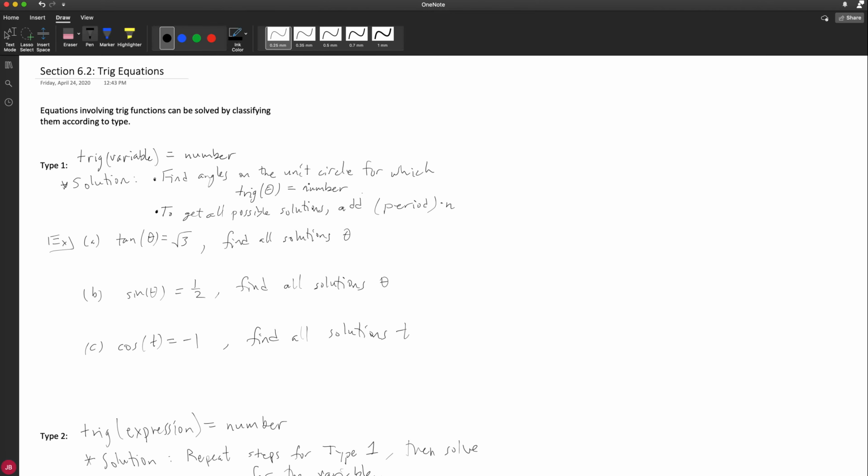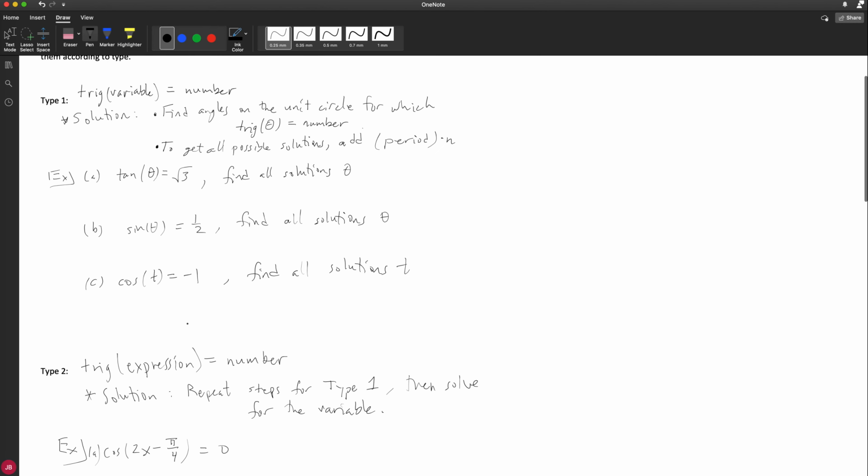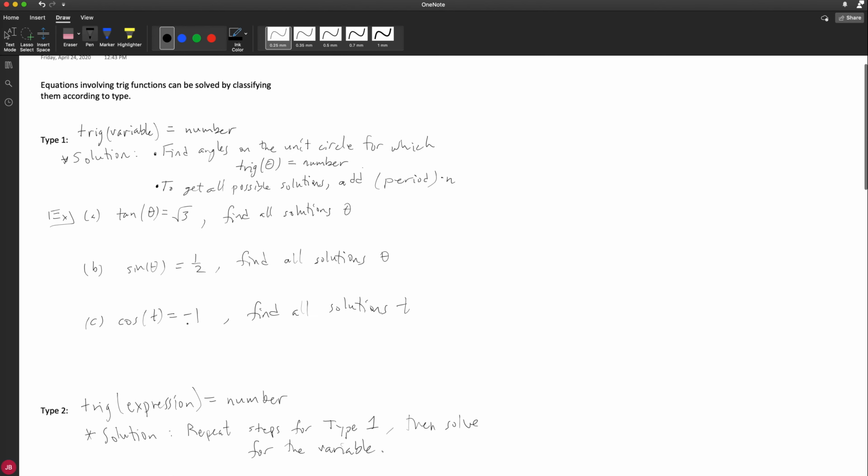In this video we're going to cover section 6.2. We're skipping all the way ahead and learning how to solve trig equations. And there's going to be three types of problems that we're going to look at. As you can see, the first type is when you have a trig function of just a variable equals a number. And then you're going to have a trig function applied to an expression equals a number, so just a little bit more of a generalization of type 1. And then type 3 is kind of totally different, and we'll get to that near the end of the video.